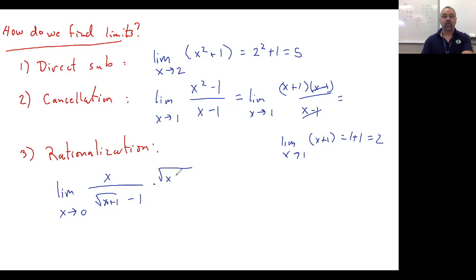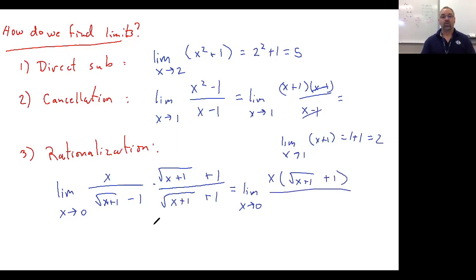You can multiply by a conjugate over itself, because really that's just multiplying by 1, right? And notice what happens when you do this multiplication. The numerator, I'm going to just leave it x times the quantity square root of x plus 1 plus 1. And when you multiply these together, because they're conjugate pairs, you get x plus 1 minus 1, right? A squared minus b squared.